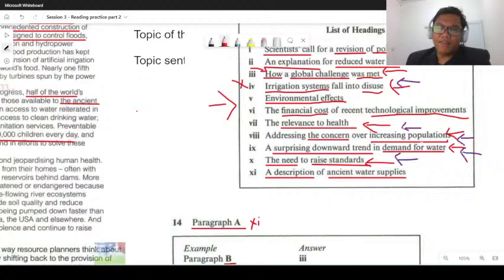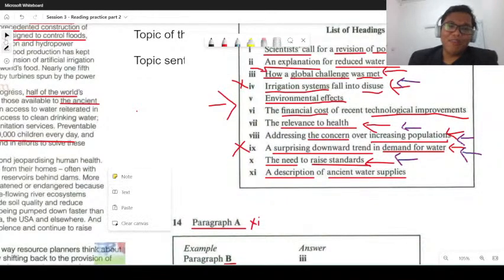Addressing the concern over increasing population? Not increasing population, right? It's just emphasizing that there are a lot of people that do not have access to clean water. That's about it, but we'll keep that option open just in case. Surprising downtrend in demand for water? Nope, absolutely not. It's not about the demand for water, it's about access to water. The need to raise standards? Not quite as well, right? But we need to be sure by reading the last sentence.